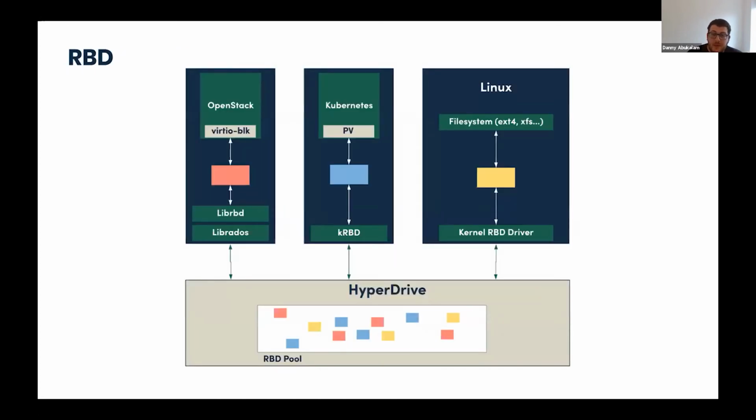So what is RBD? RBD stands for Rados Block Device, and the RBD allows us to create images that we can present as virtual block devices. Essentially, this is kind of like AWS's Elastic Block Storage service, and we take the disk and we stripe it across objects in the Rados cluster. It's really flexible, and we can use it in a number of different environments.